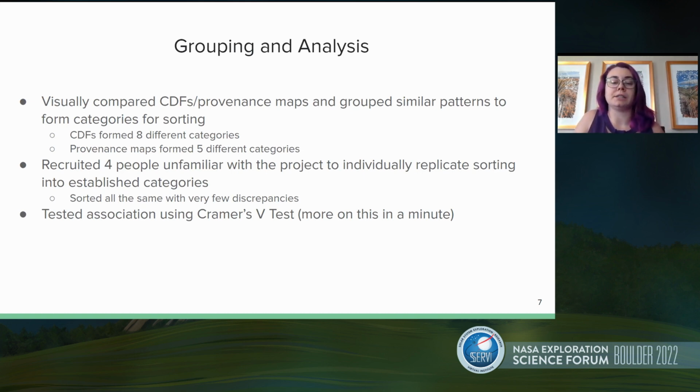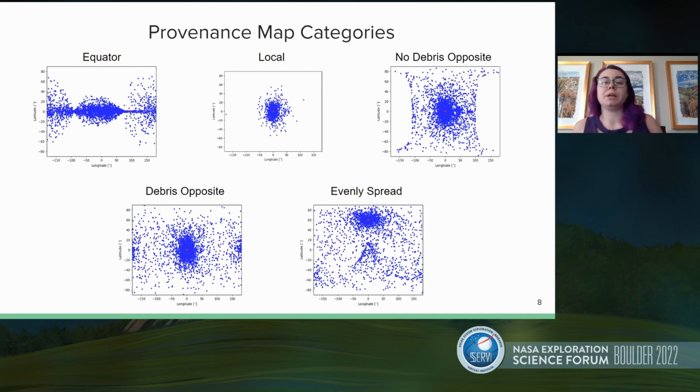And then we were able to use the association between all the effects and the images we were seeing using the Cramér's V test. I'll go into more of that in a bit. But for the provenance maps, we ended up seeing 5 different really prominent ejecta distributions. And so we saw distributions where a lot of the particles landed along the equator.